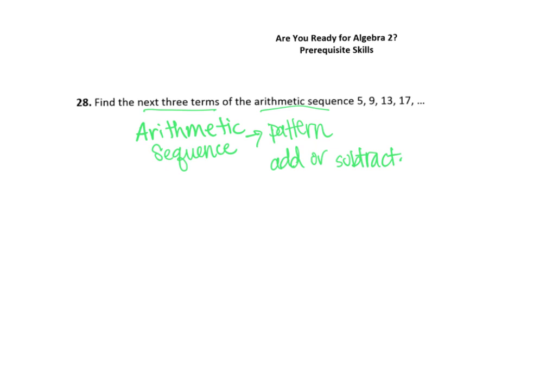So adding or subtracting, we just want to find this pattern here. Pretty straightforward. We can see to get from 5 to 9, we added 4, 9 to 13, added 4, 13 to 17, added 4. So to find those next 3 terms, we're just going to add 4 to 17 to get 21, plus 4 is 25, plus 4 is 29.